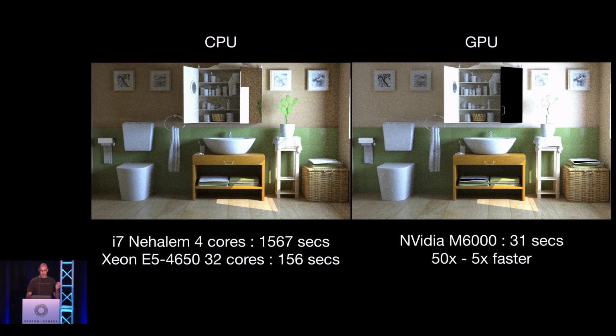Here's an example. Here's a comparison. We took this scene. We tried to render it on both the CPU, or different CPUs, and the GPU, and well, yes, GPUs are obviously much faster. In this case, depending on what CPU and what GPU you compare, we're seeing speed-ups like 50 times faster or 5 times faster. Like if you compare this M6000 GPU from NVIDIA to an Intel Nehalem CPU with 4 cores, it's like 50 times faster.